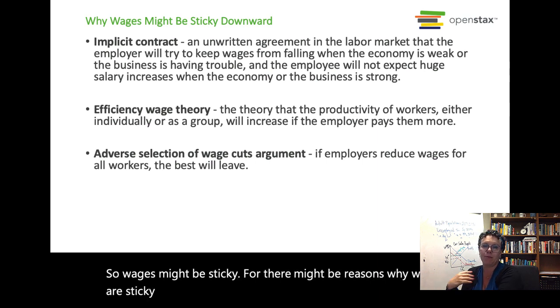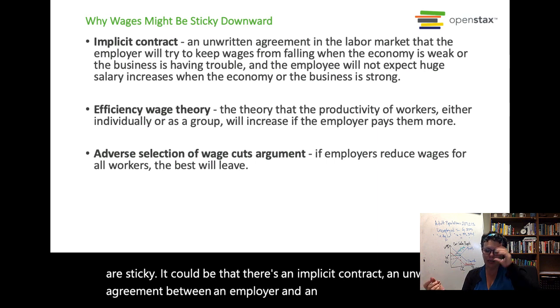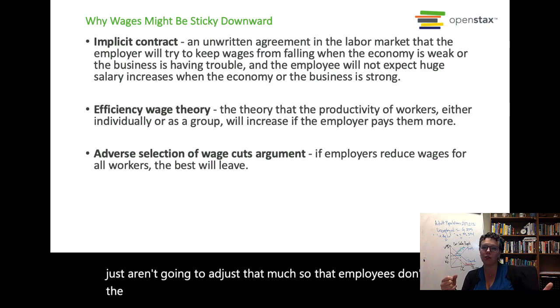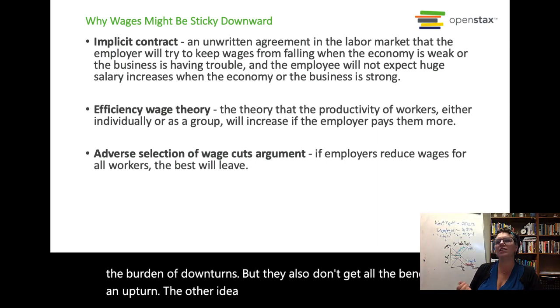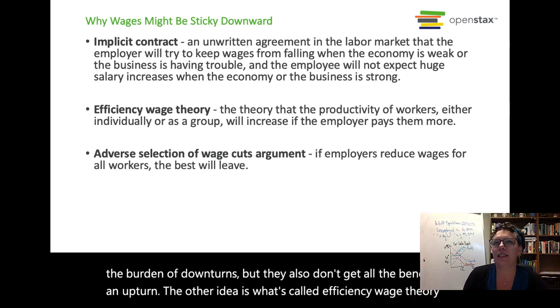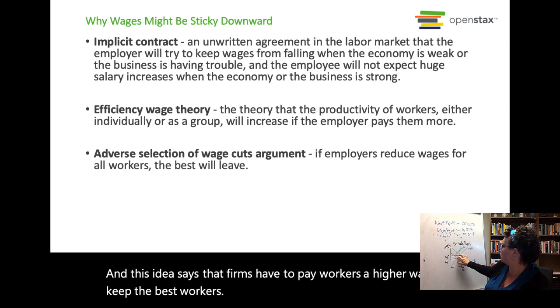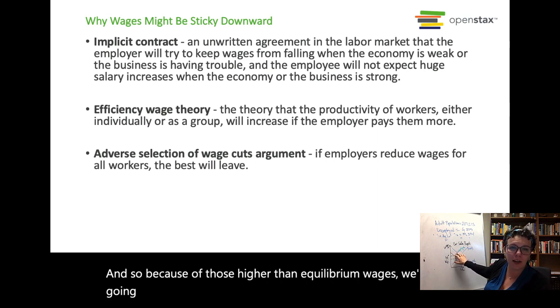So there might be reasons why wages are sticky. It could be that there's an implicit contract, an unwritten agreement between an employer and an employee that wages just aren't going to adjust that much so that employees don't feel the burden of downturns, but they also don't get all the benefit of an upturn. The other idea is what's called efficiency wage theory. And this idea says that firms have to pay workers a higher wage to keep the best workers. And so because of those higher than equilibrium wages, we're going to see periods of unemployment.